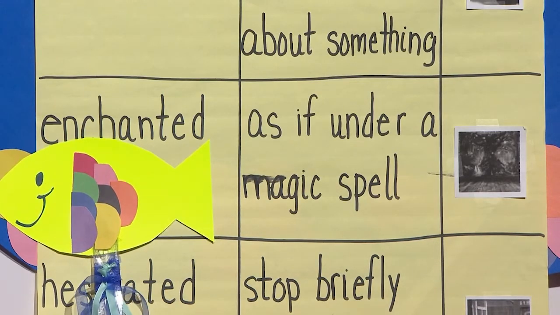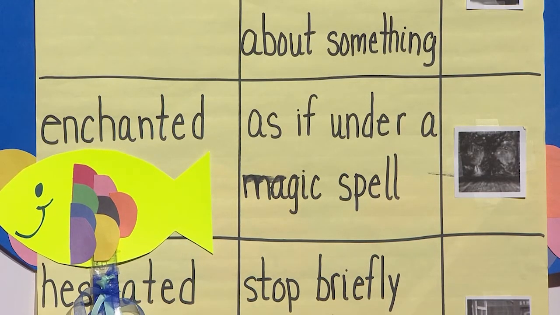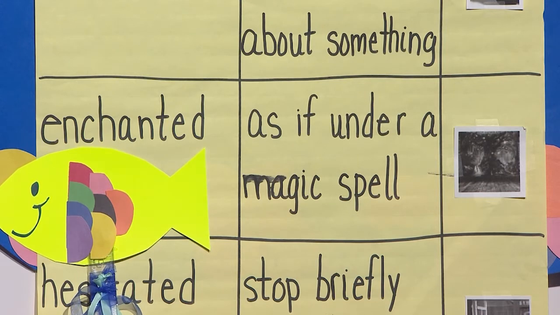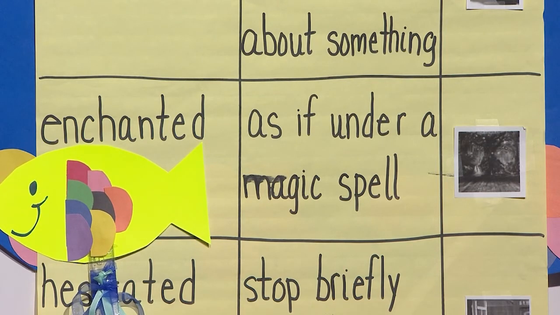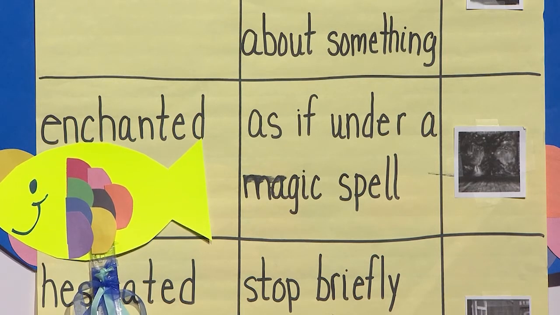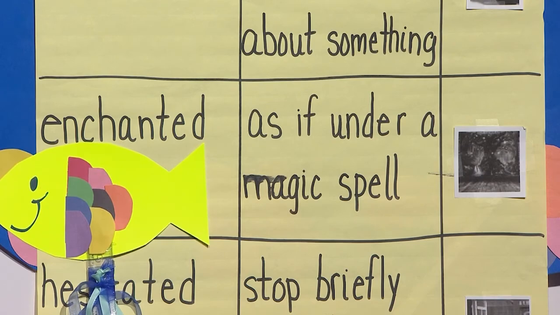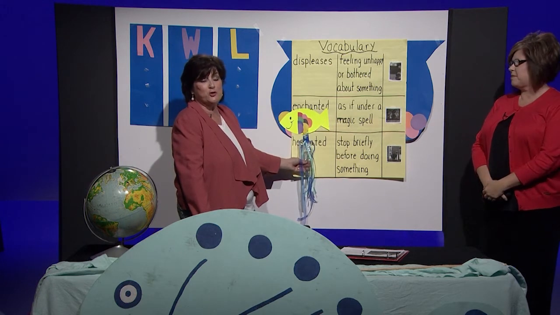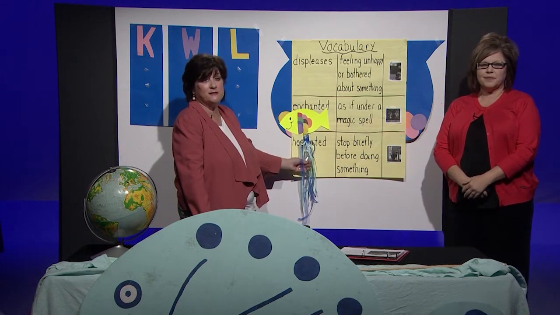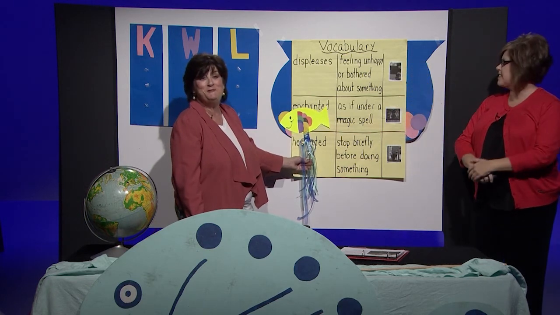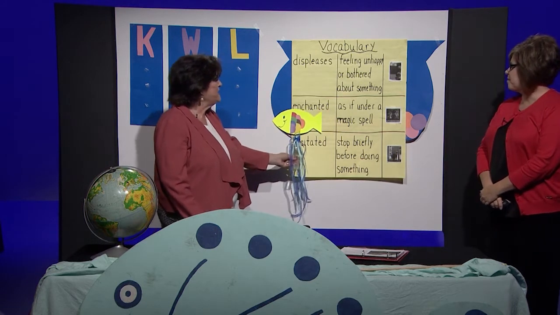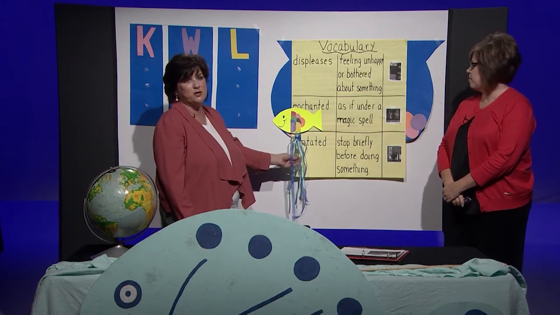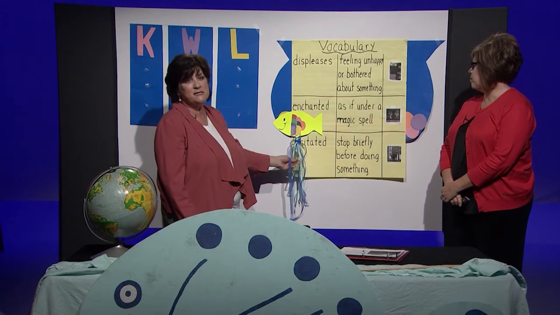Our second word is enchanted. Say enchanted. Enchanted. Enchanted means as if under a magic spell. Miss Melissa, can you show us what enchanted might look like? Awesome. Boys and girls, it's your turn. Show us enchanted. Terrific. You did it. In a sentence, enchanted might be used as this. The jewel trees had magical powers. Our word is enchanted.